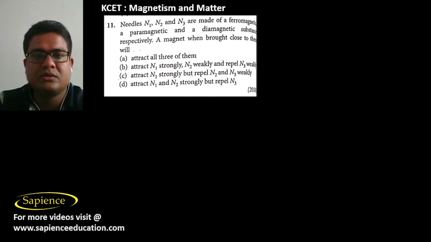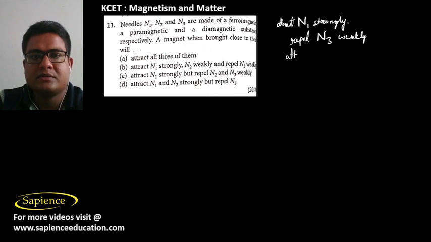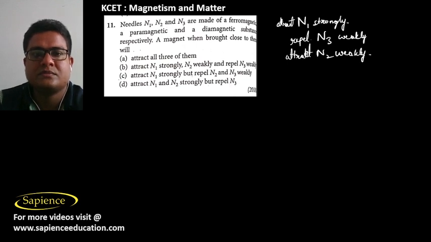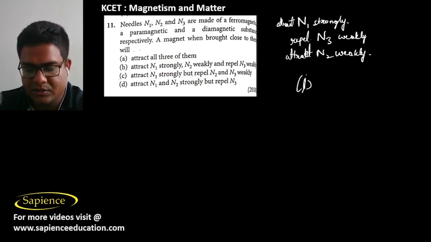Needles N1, N2, and N3 are made of a ferromagnetic, a paramagnetic, and a diamagnetic substance. A magnet, when brought close to them, will attract the needle N1 strongly, since it is a ferromagnetic substance, and it will repel N3 weakly. It will attract N2 also weakly. So it will attract N1 strongly, N2 weakly, and repel N3. So option B is the correct answer.